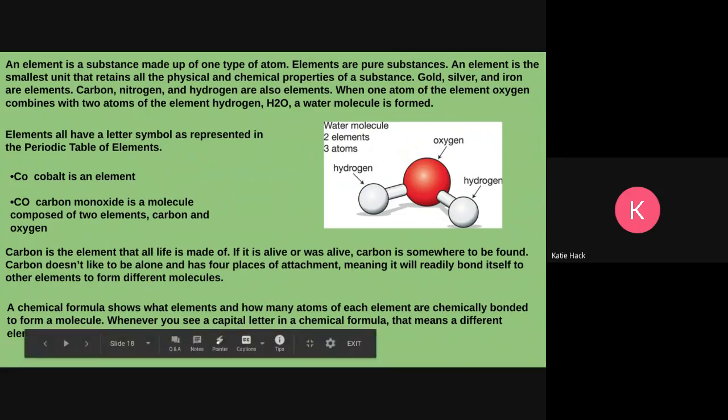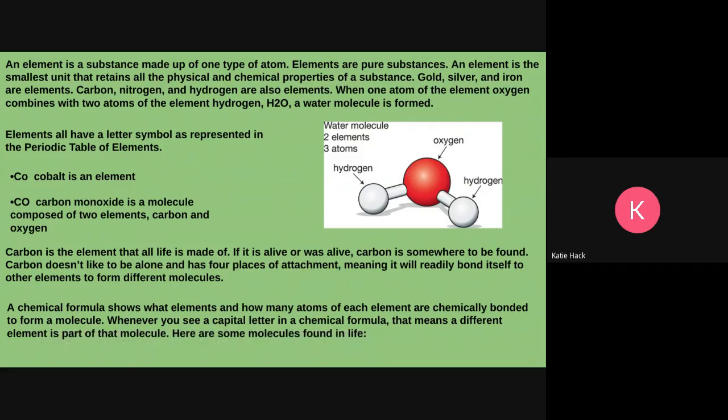Carbon is the element that all life is made of. If it is alive, or if it was alive, then carbon is somewhere to be found. Carbon doesn't like to be alone, and it has 4 places of attachment, meaning it's going to readily bond itself to other elements to form different molecules. A chemical formula is going to show what elements and how many atoms of each element are chemically bonded to form a molecule. Whenever you see a capital letter in a chemical formula, that means that a different element is part of that molecule.